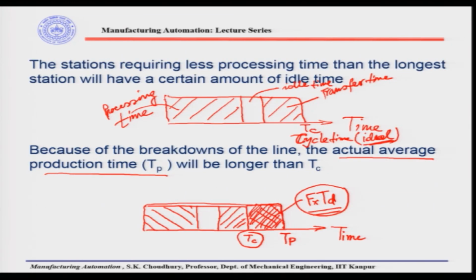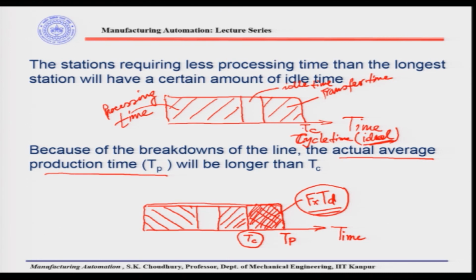So, I would like to remind you that this is the Tc. If you look at the diagram that we drew last time, this is the ideal cycle time, and this ideal cycle time includes the processing time and the transfer time that is required for the parts or the sub assemblies for going from one station to another station, one workplace to another workplace.